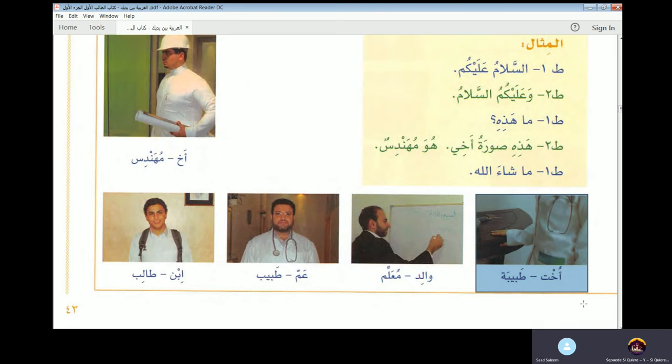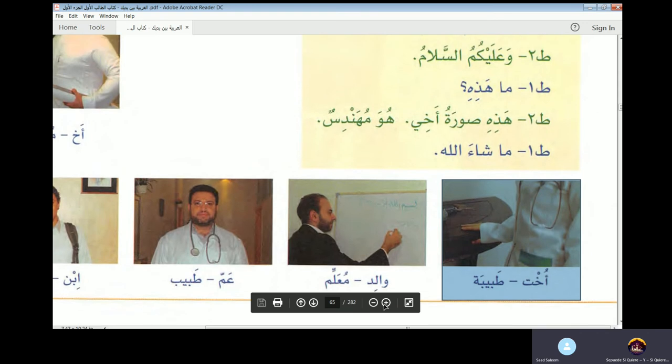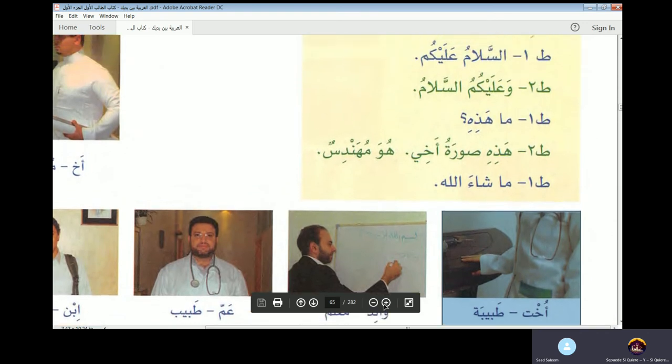Ukht means a sister. So ukht, sister. Tabiba, doctor. Ukht, alif, hamza, damma, ukht. Ukhti. Okay, I have always been saying ukhti. Okay, ukhti. So, assalamu alaikum.